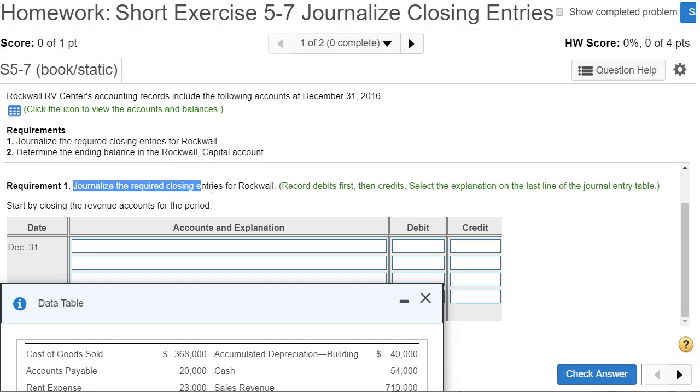Requirement 1, journalize the required closing entries for Rockwall, record debits, then credits, select an explanation. And then they go on to tell you, start by closing the revenue accounts for the period. Now, they shouldn't have to tell us this. We should remember the 4 steps for closing entries. So let's review those briefly.